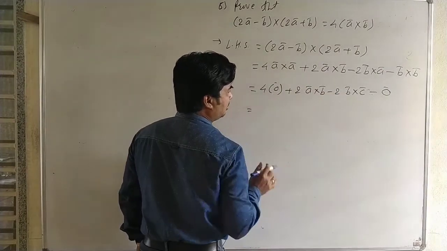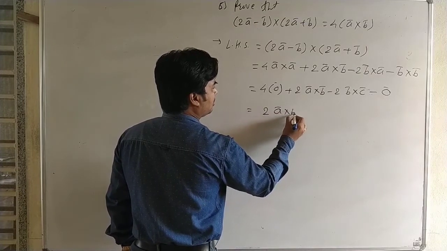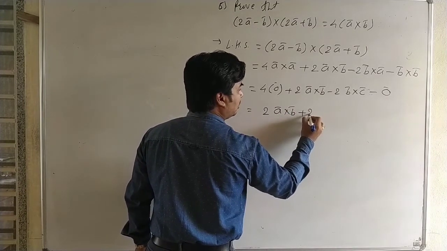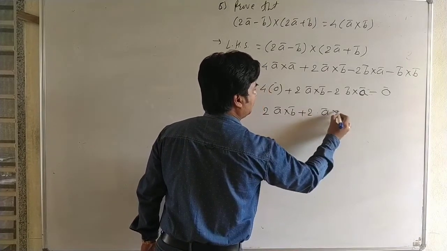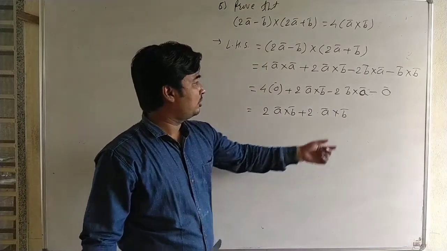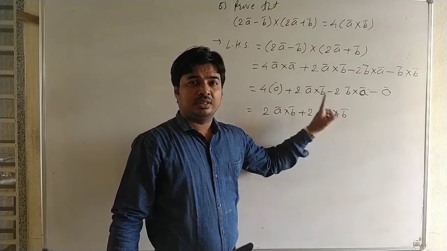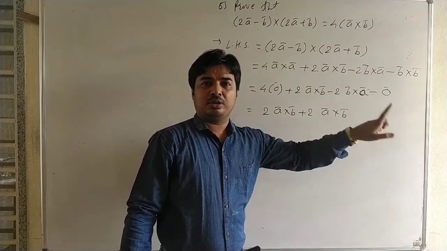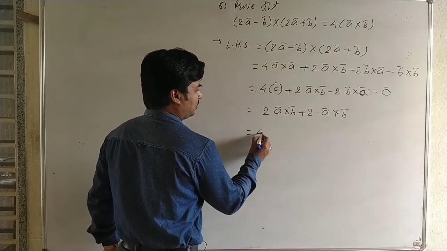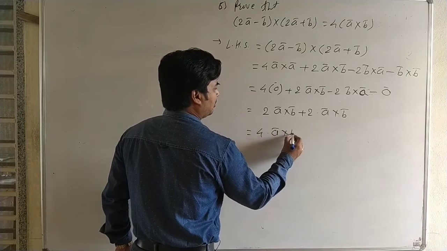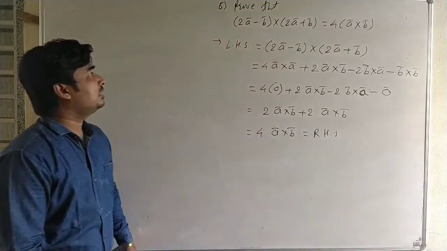Now the first and last terms are 0, then the middle two terms are 2 a bar cross b bar plus 2 into b bar cross a bar. Here again we use the property of cross product: a bar cross b bar is equal to minus b bar cross a bar. Therefore here minus becomes plus, and the last answer is 4 into a bar cross b bar, and it is RHS. Okay, see carefully.